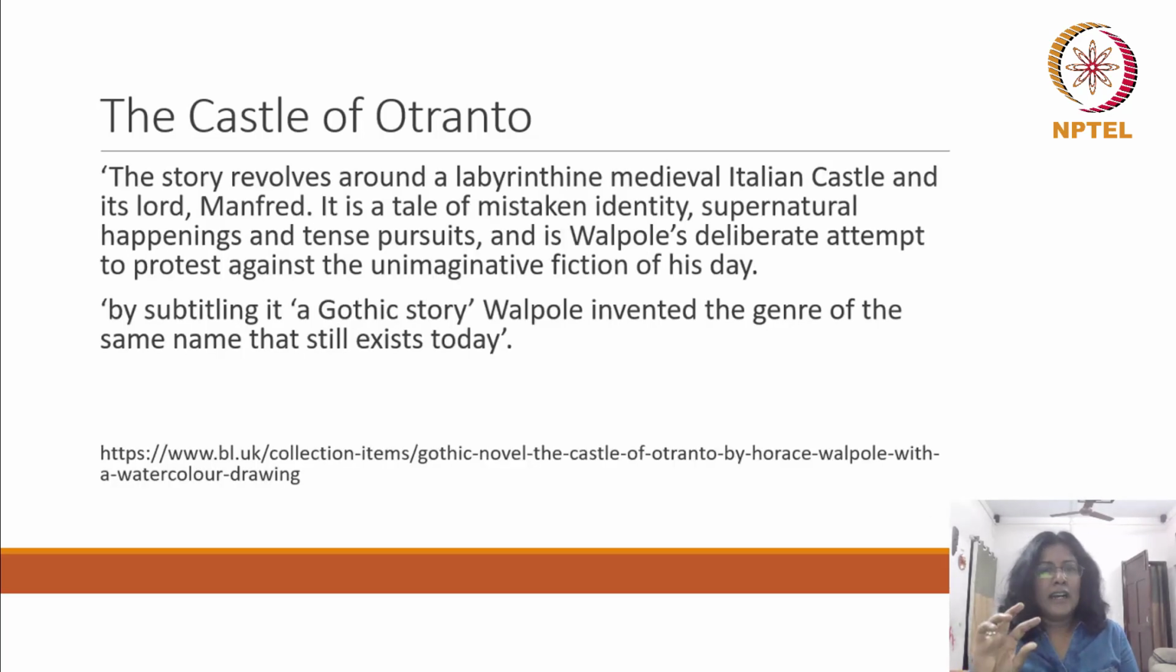So what are some of the interesting attributes of this novel, The Castle of Otranto? What are its characteristics? It is set around a labyrinthine medieval Italian castle. So what's a labyrinth? A labyrinth is a maze. It is a confusing passage which is pretty long. So this medieval Italian castle is huge. It's confusing, with convoluted passages, and it is set in that castle, which has Manfred as its lord. There are elements of mistaken identity, uncertainty about identities of figures, supernatural happenings, and tense pursuits.